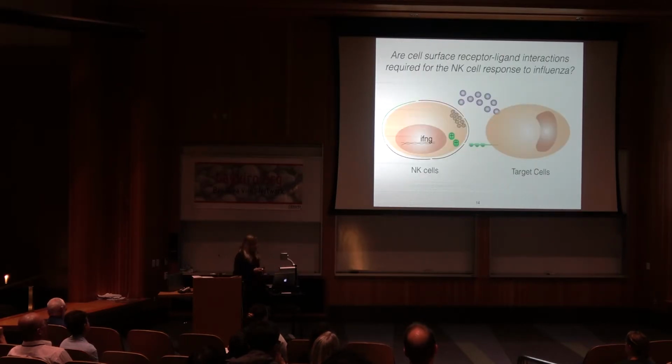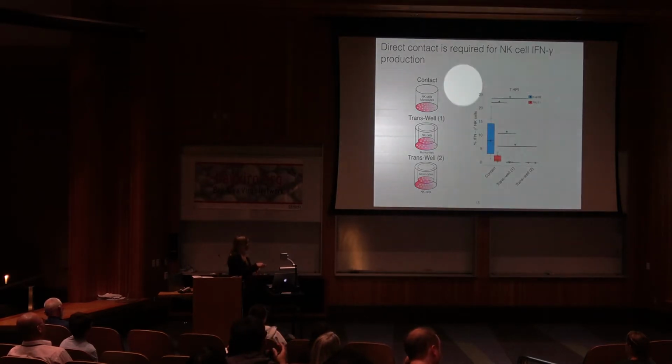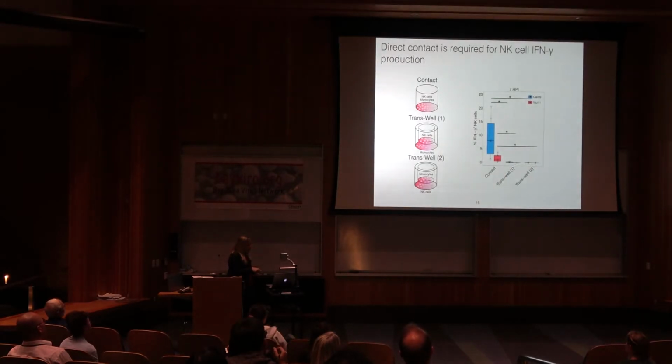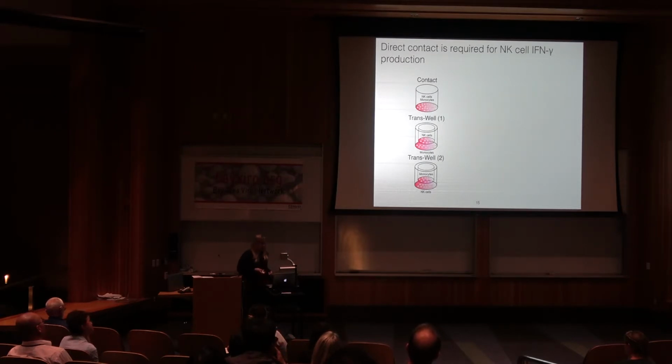So next we asked whether receptor-ligand interactions are additionally required for the NK cell response to flu, or whether those cytokines alone are sufficient. So to distinguish between these two possibilities, NK cells and monocytes were co-cultured in a transwell system using a porous membrane to separate the cells but allow for cytokine exposure. And under these conditions, we found that elimination of direct contact completely abrogated the percent interferon gamma-positive NK cells. And this is consistent with the requirement of further receptor-ligand interactions. So there's something about the cell surface which is needed.